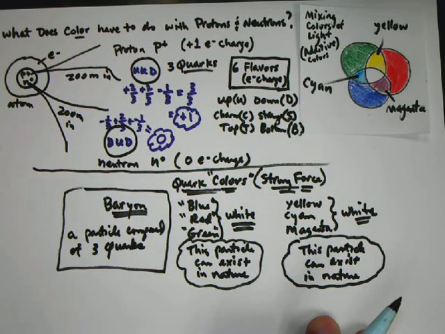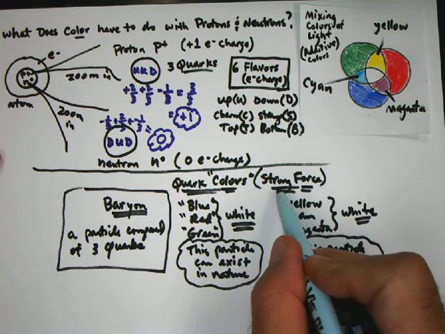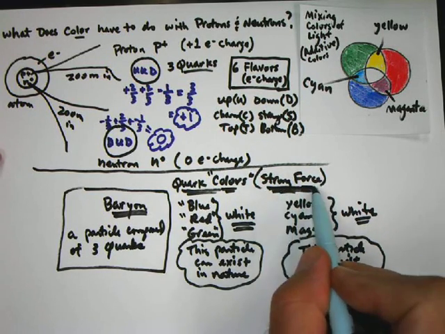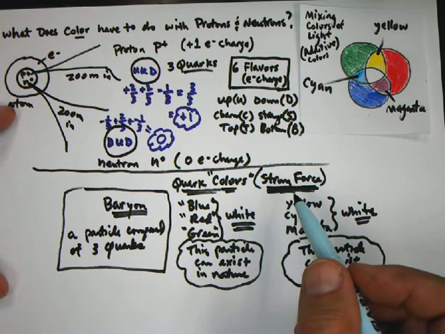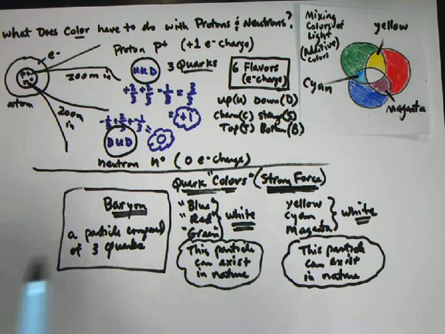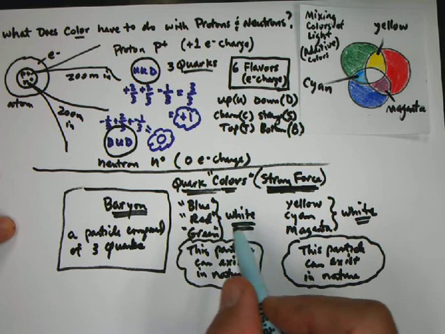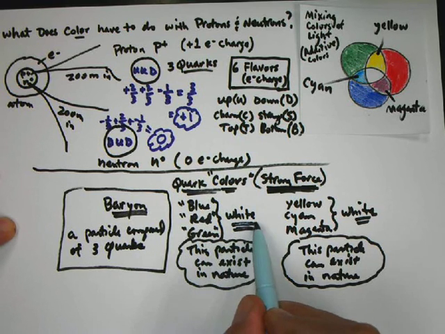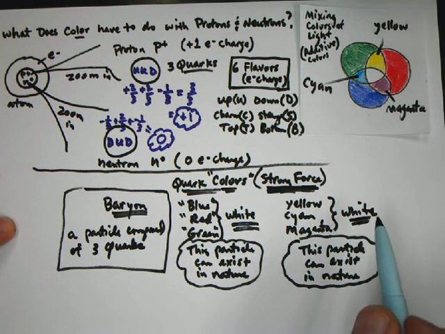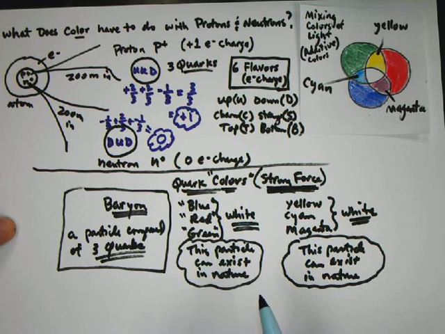Okay, so in summary then, what does color have to do with protons and neutrons? The color charges are really an indication of strong force that's holding that nucleus together. It's holding those protons, preventing those protons from pushing away from each other. The only kinds of particles that can exist in nature are ones where the color charges mix together to form white. If you have a particle made up of three quarks like this, that's called a baryon.